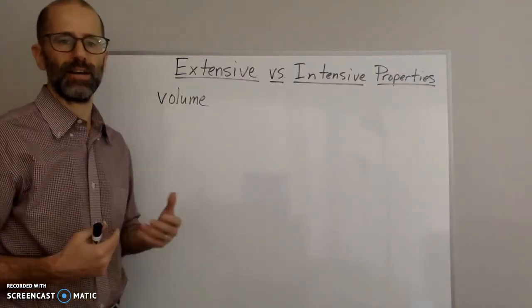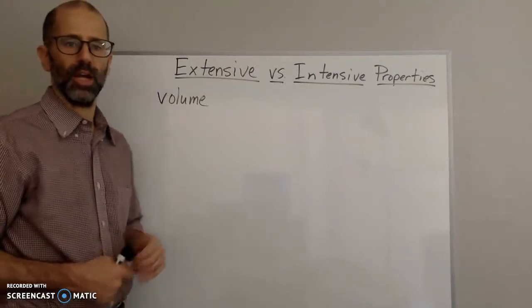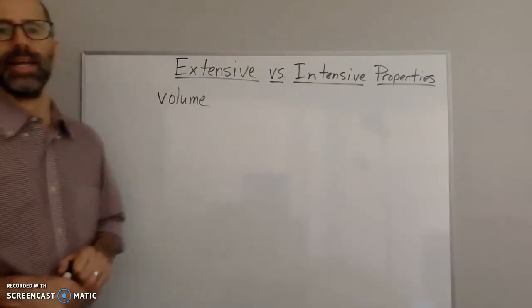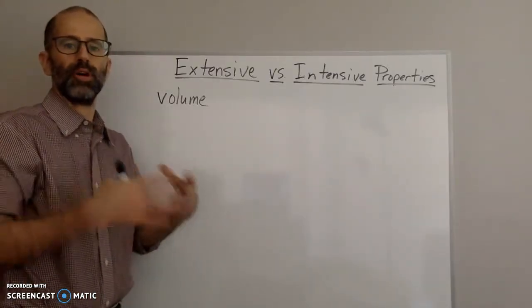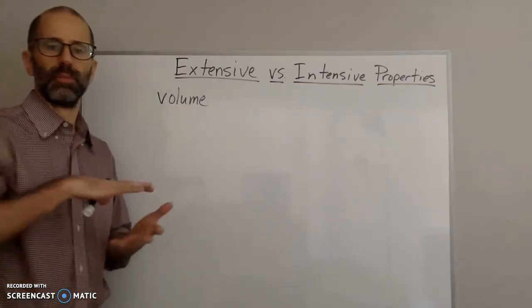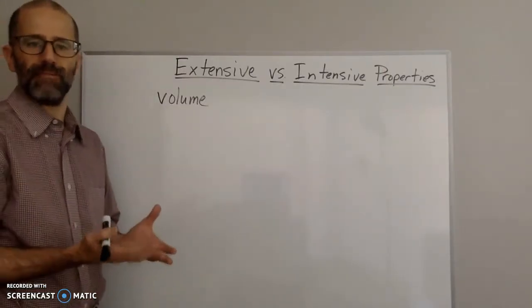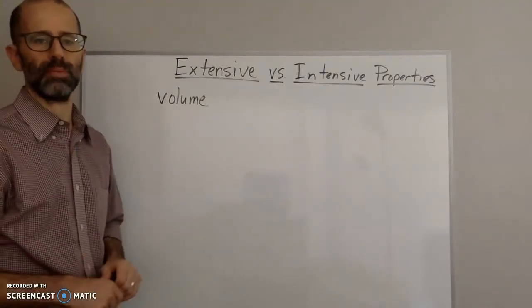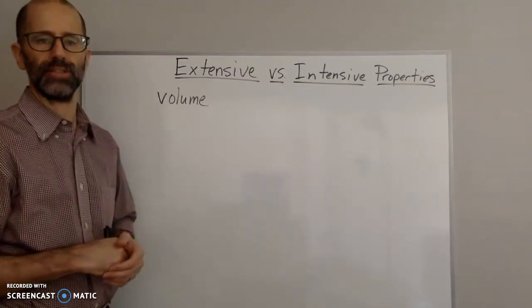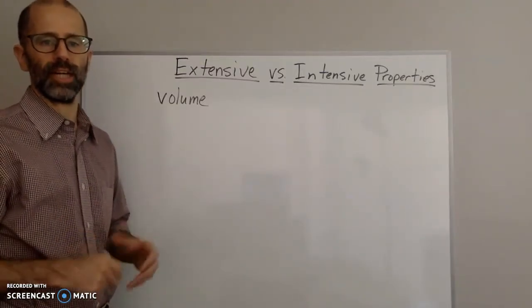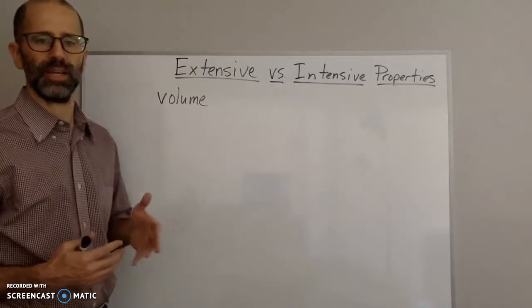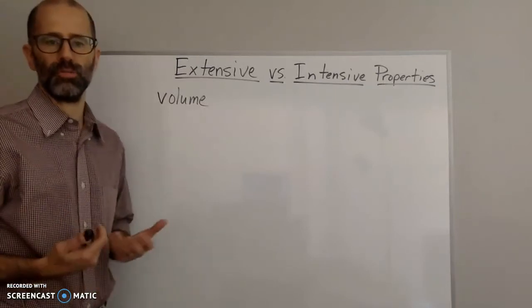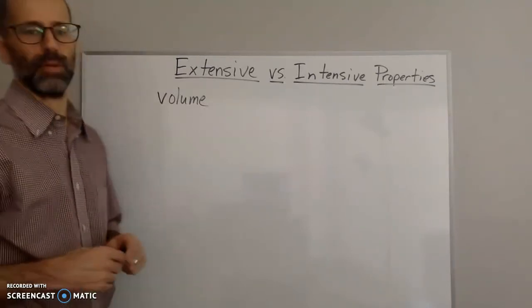So the more of the substance you have, the larger the volume you're going to have. For example, if I have a cup of water or a beaker of water, then if I put enough water into the beaker, it's going to fill up halfway. It's going to take up that volume of the beaker because that's the amount of water I put in. So the more water I put into the beaker, the more volume it's going to take up. That would be an example of an extensive property. So the volume of something is an extensive property.